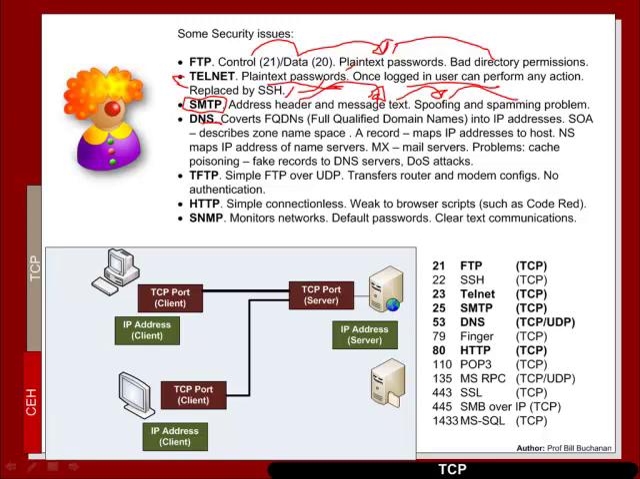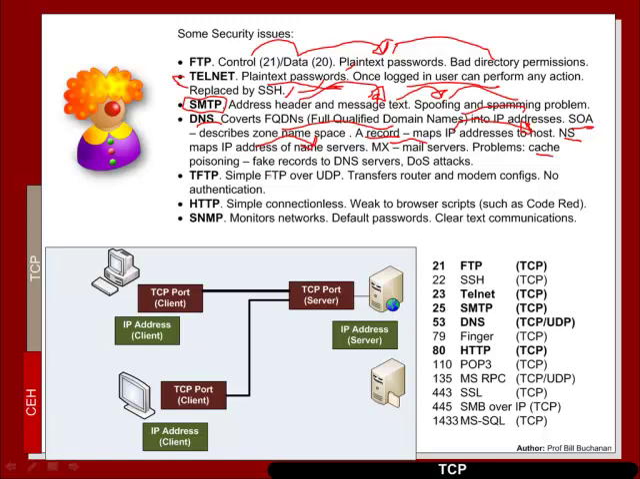DNS, as we'll find in the following units, converts fully qualified domain names, such as Microsoft.com, into IP addresses. It contains an SOA, which describes the zone namespace, an A record, which maps an IP address within the domain to a host name, such as www.microsoft.com would be a host within the Microsoft.com domain. NS defines the IP addresses of the name servers within the domain. MX defines the default mail servers.